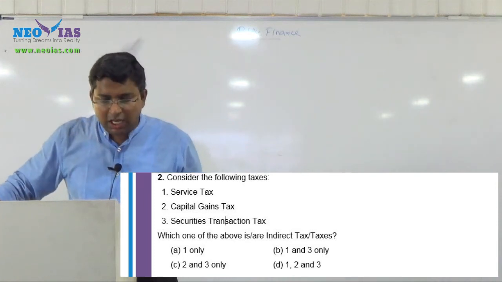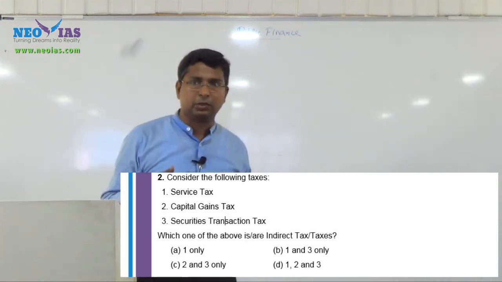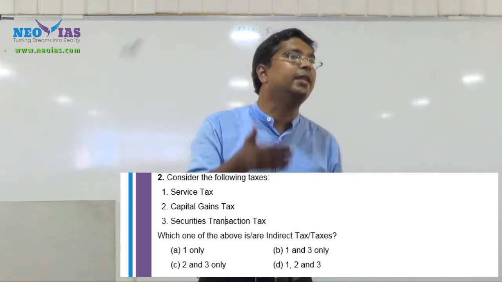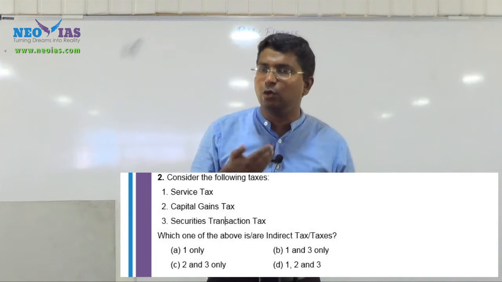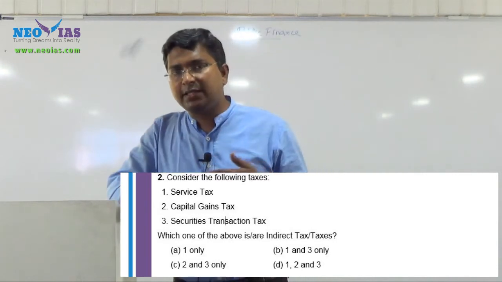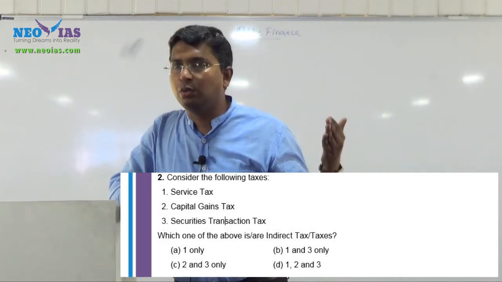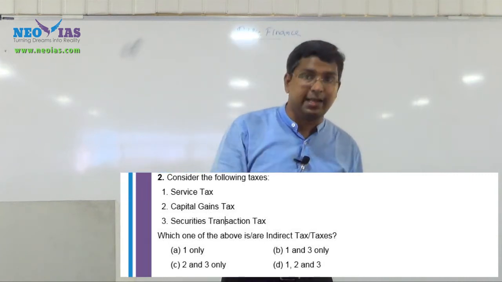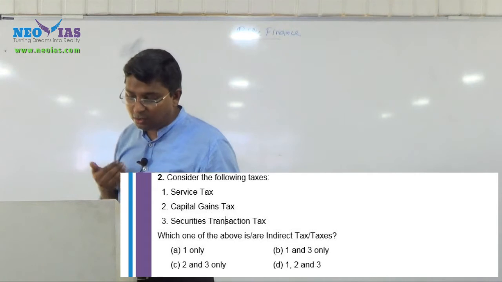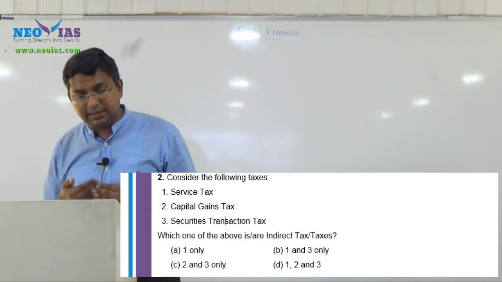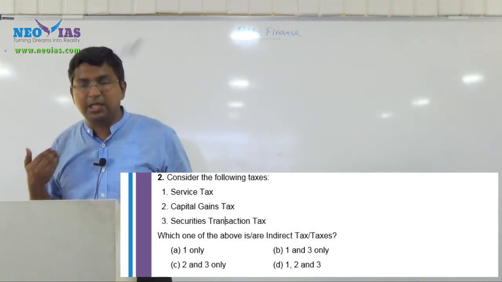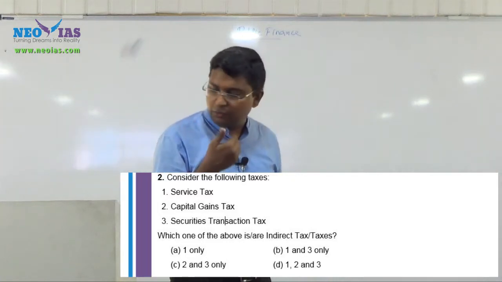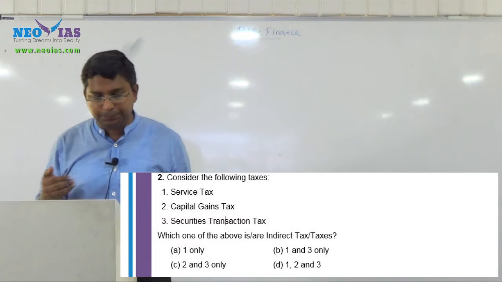Okay, now coming to capital gains tax. What is a capital gains tax? Tax imposed on capital gain. Can you shift the burden of capital gains tax to someone else? No. So capital gains tax is what type of tax? It's a direct tax. So the second statement is wrong. If you know that the second statement is wrong, you can eliminate choice D. D is actually 1, 2 and 3. So you can eliminate choice D.